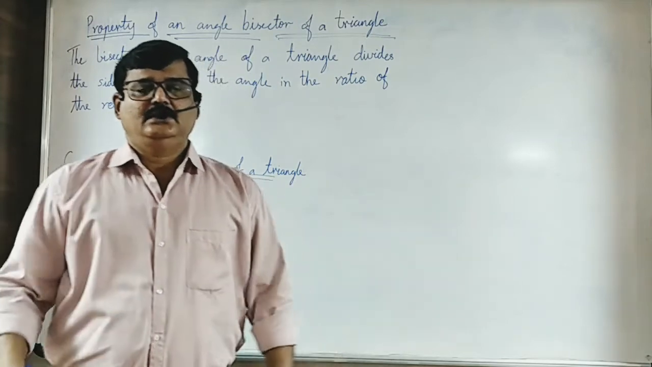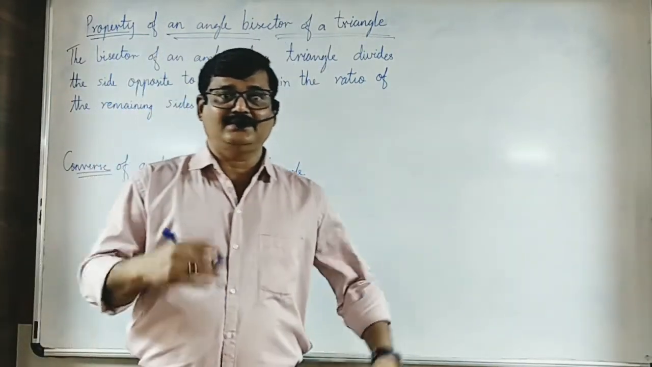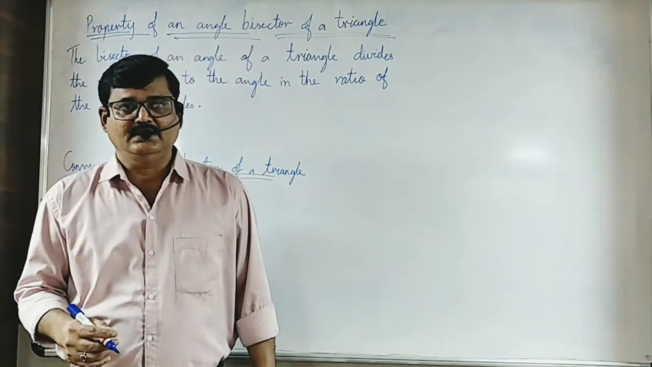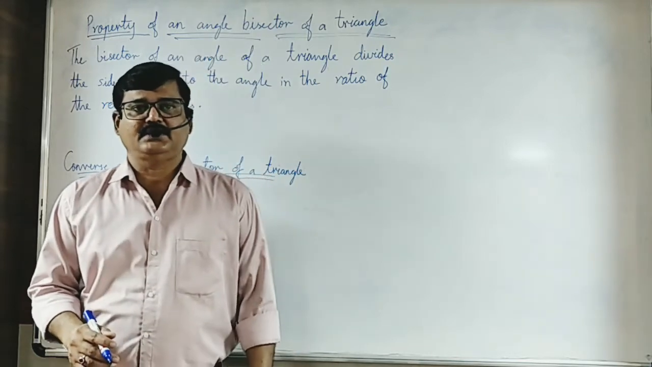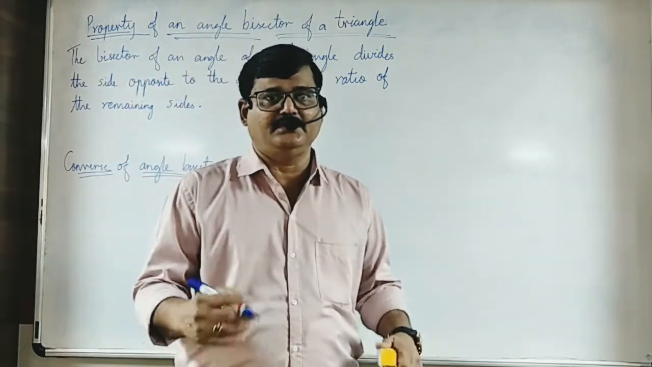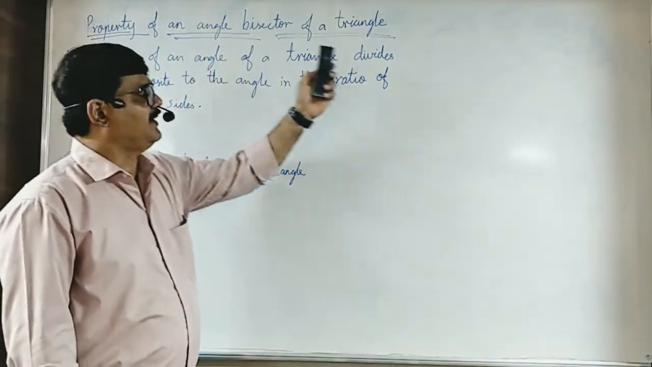Hi students, yesterday we did the basic proportionality theorem and the converse of the basic proportionality theorem. Today we are going to see some applications of the basic proportionality theorem. We get a new property, and the name of the property is the property of an angle bisector of a triangle.